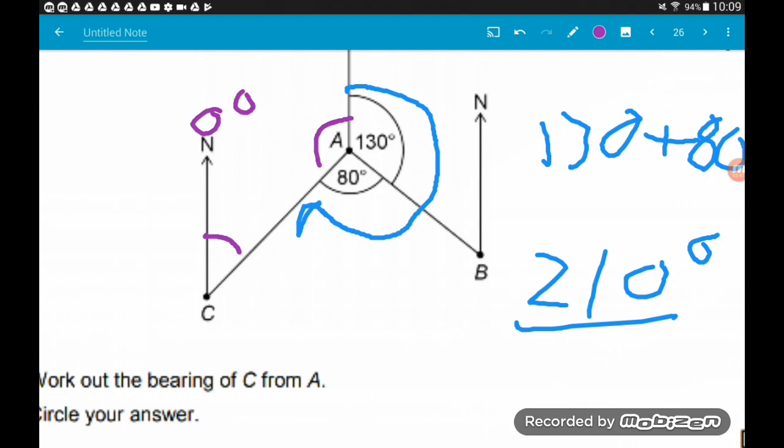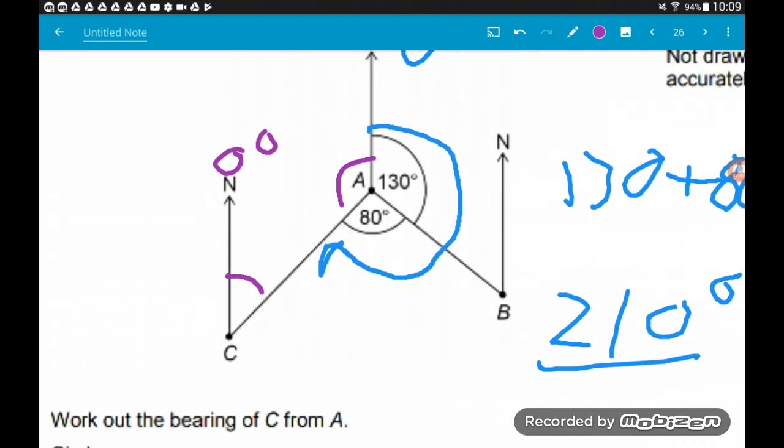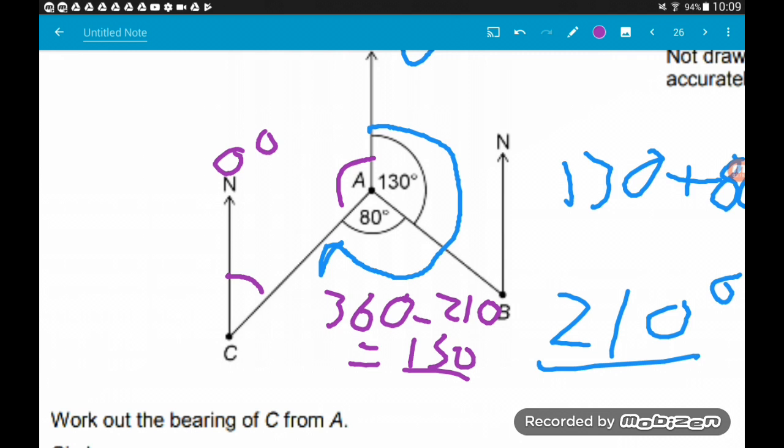Those two angles are co-interior, so they add together to give us 180. To work out this angle up here at point A, we need to remember angles around a point add up to 360. So we've already done 130 add 80, which gives us 210. So this angle will be 360 minus 210, which is 150. So this angle here is 150.